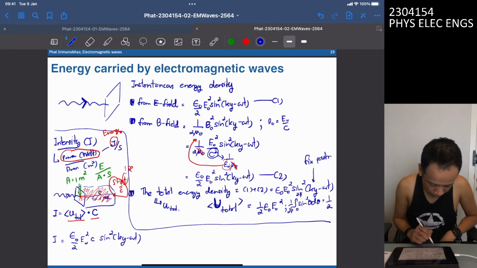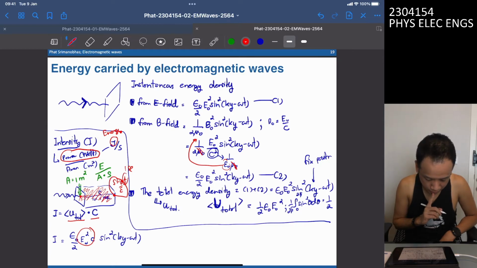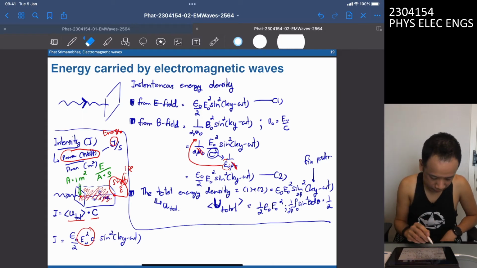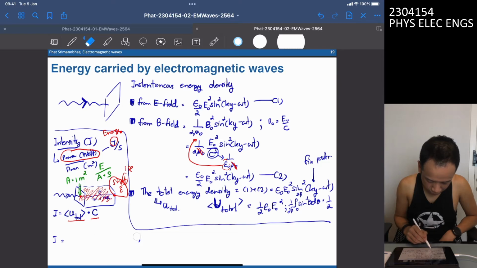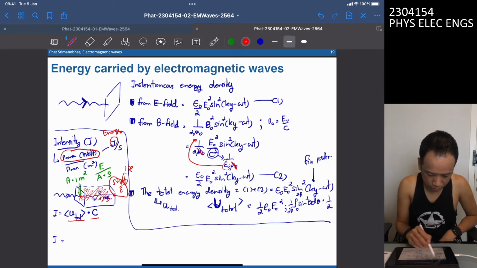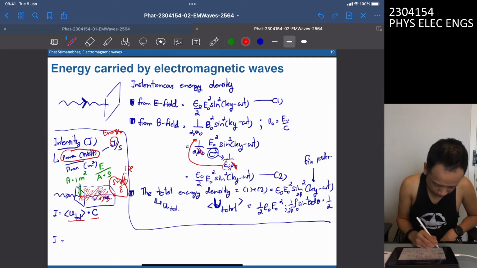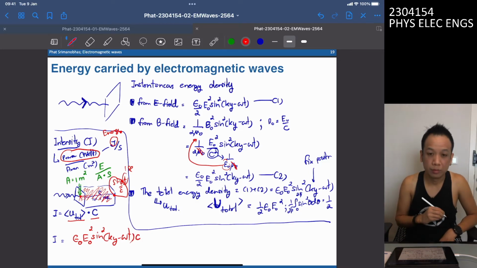Okay, and then you break the components a bit. So E square, sorry, I missed a term. I should use the total energy, so I should use epsilon 0 E0 square times psi square of ky minus omega t and c.